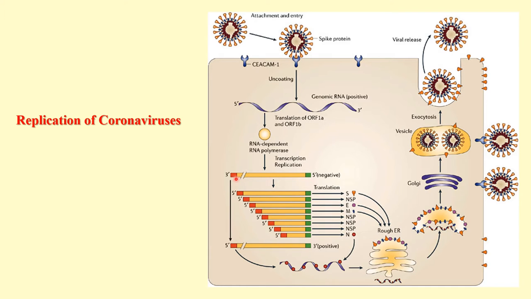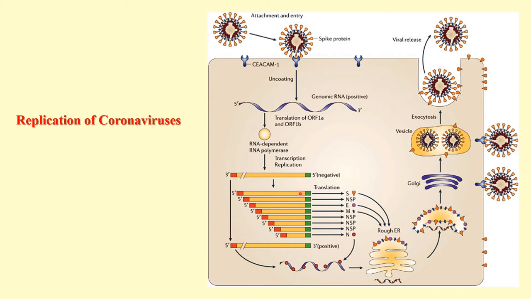Then what will happen is, this negative strand RNA, which is from 3 to 5 prime, under the influence again of RNA-dependent RNA polymerase, will make more copies of the positive sense RNA of the coronavirus, as you see here. So all of these ones are newly synthesized positive sense RNA of the coronavirus. Now, some of these newly synthesized positive sense RNA of the coronavirus will be translated to different viral proteins.